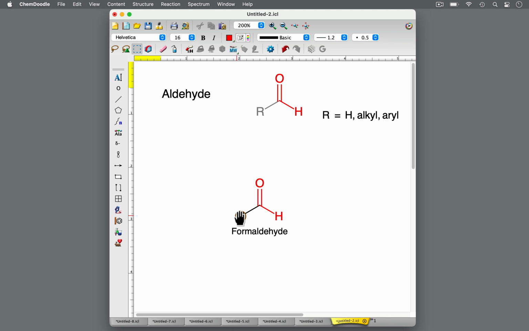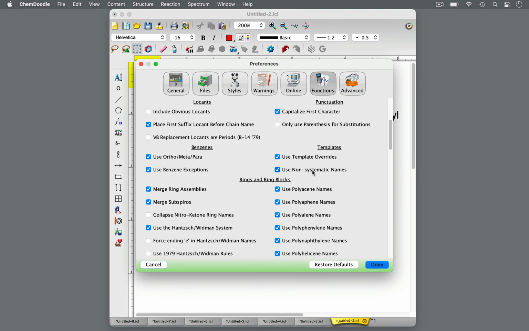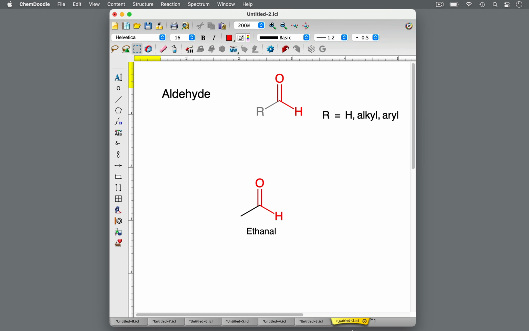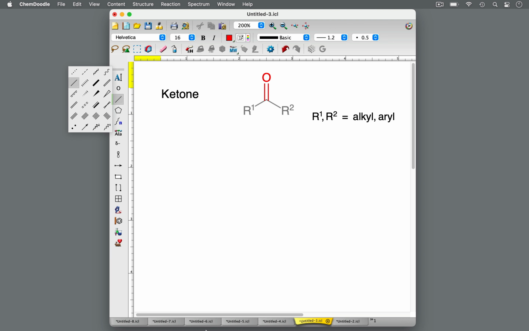Replacing the hydrogen with a CH3 methyl group produces acetaldehyde, which is its common name. Otherwise known by its systematic name, ethanal. Note the ending -al to indicate an aldehyde. Similar to aldehydes are ketones. The ketone consists of a CO carbonyl group bonded to not one, but two carbon atoms.